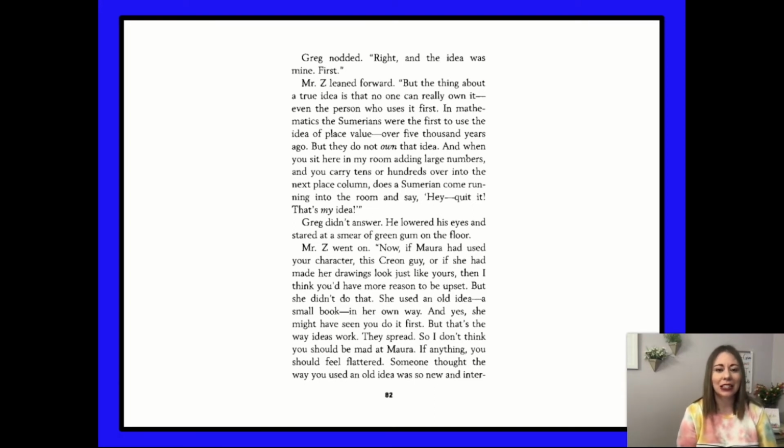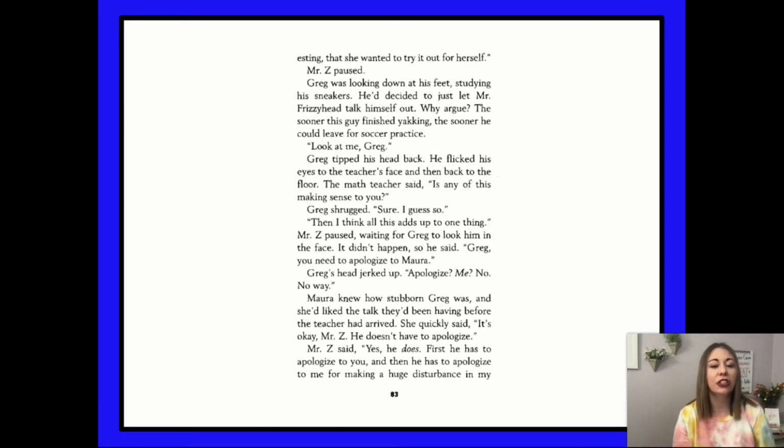He lowered his eyes and stared at the smear of green gum on the floor. Mr. Z went on. "Now, if Mara had used her character, this Creon guy, or if she had made her own drawings look just like yours, then I think you'd have more of a reason to be upset. But she didn't do that. She used an old idea, a small book, in her own way. And yes, she might have seen you do it first, but that's the way ideas work. They spread. So I don't think you should be mad at Mara. If anything, you should feel flattered. Someone thought the way you used an old idea was so new and interesting that she wanted to try it out for herself." Mr. Z paused.